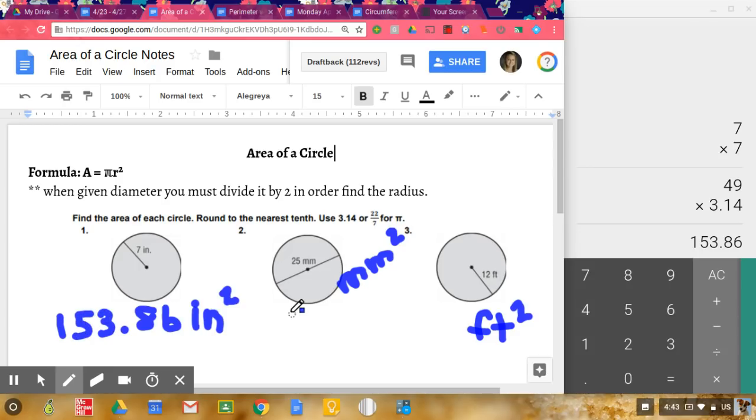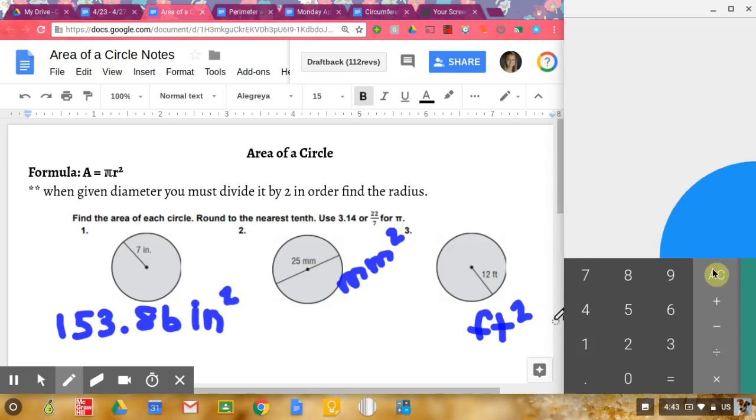Okay. Number 2, it gives you the diameter. So this is what I was talking about. You have to take the diameter. You need the radius for the formula. So in order to find that, you just need to take the diameter and divide it by 2, which is going to be a decimal, 12.5.